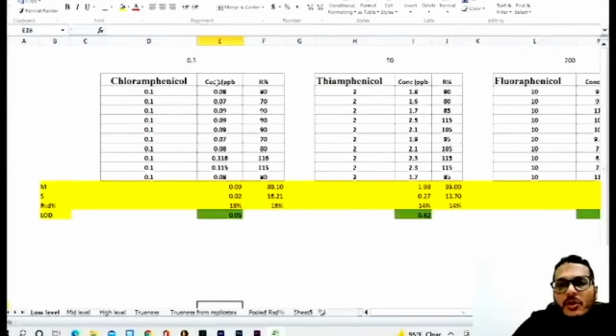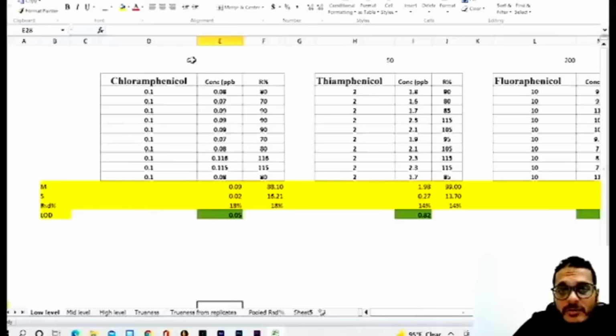I selected 3 compounds which have totally different maximum residual limits. As I said, selection of the concentration levels will be based on the maximum residual limit for the target analytes. Chloramphenicol, thiamphenicol, and florfenicol are veterinary drugs in food of animal origin.